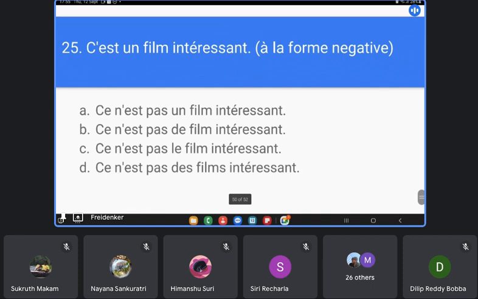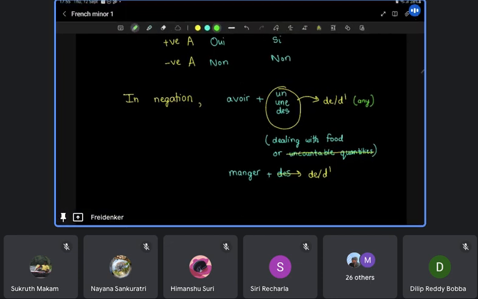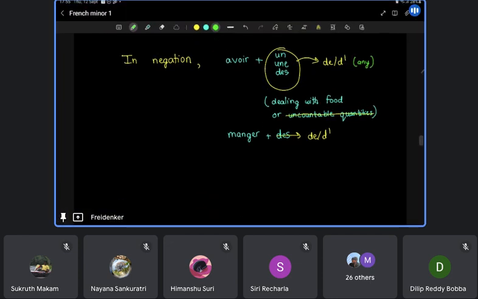25th one. Okay, this is another exception thing. C'est un film intéressant. Here the un remains un, it won't change. Let me write it as well. But when there is c'est or ce sont, even in negative they will remain the same.